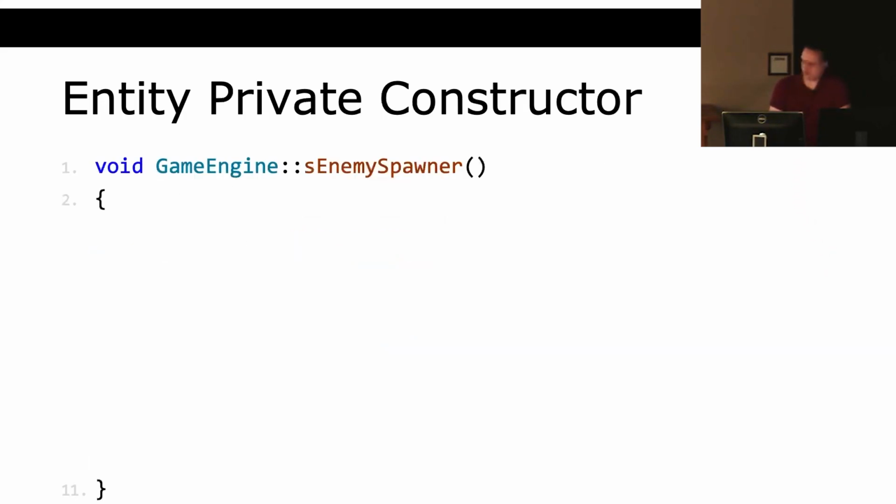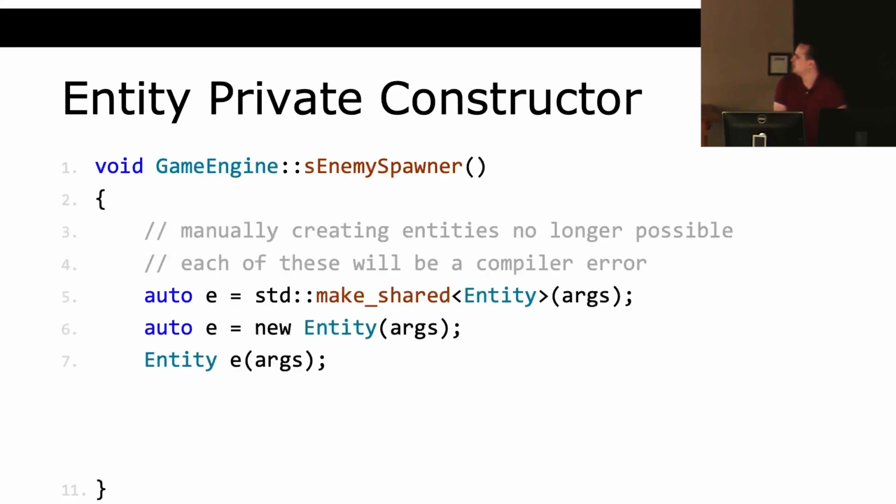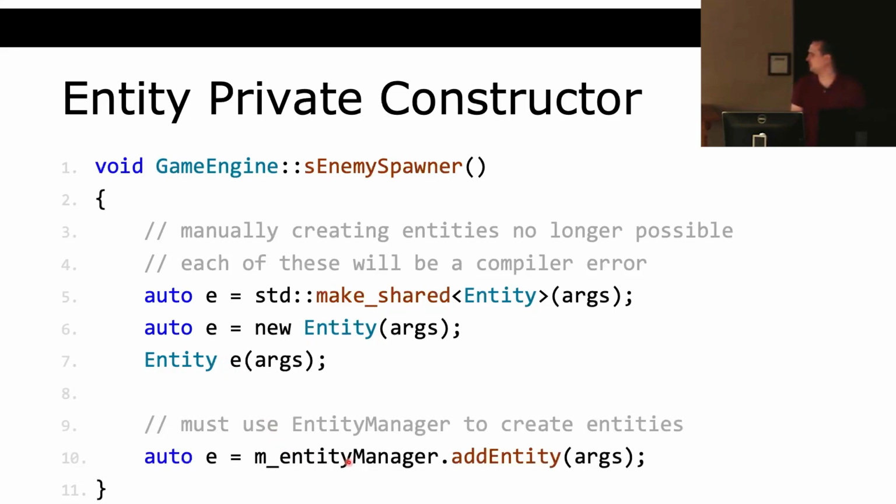So let's have a look at our game engine code now. Manually creating entities is no longer possible. So this is outside of the entity manager. This is in our game code. If we try to create an entity by ourselves with make shared, it won't work, compiler error. If we try and make a new entity on the heap using the new keyword, it won't work, compiler error. If we even just try and make a default stack constructed entity, won't work. We cannot do that. We have to use the entity manager. It's the only way to create an entity object now. And so that is sort of the factory design pattern, or at least what I'm calling the factory design pattern here.